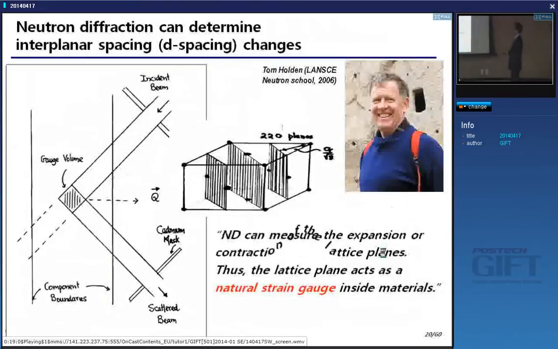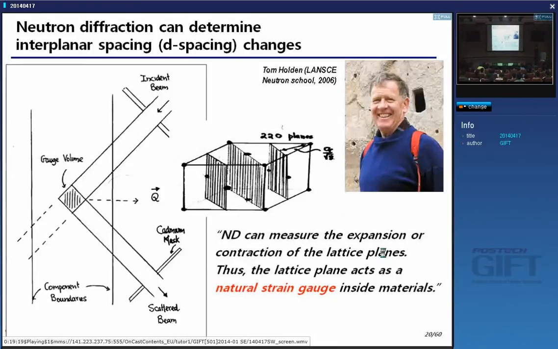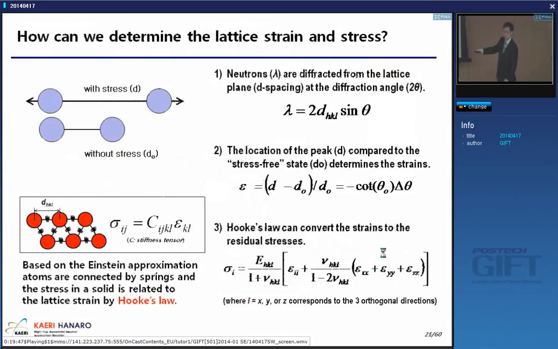So this guy is Tom Holden, kind of the father of neutron diffraction stress measurements. He talked about how neutron diffraction can measure expansion or contraction of the lattice plane, right? So this plane can be expanded or contracted, like a natural strain gauge, okay? You can put a strain gauge on the sample, but we don't need to because the plane is there, so we can measure the plane distance. So he talked about the natural strain gauge. So incident beam here, gauge volume here, and then we can measure this spacing parallel to the Q vector, or perpendicular to the Q vector. That's very easy, right? We can measure only the interplanar spacing.